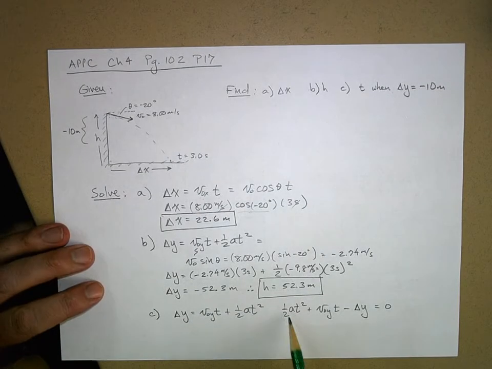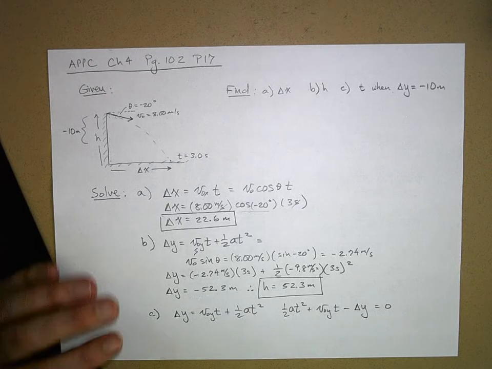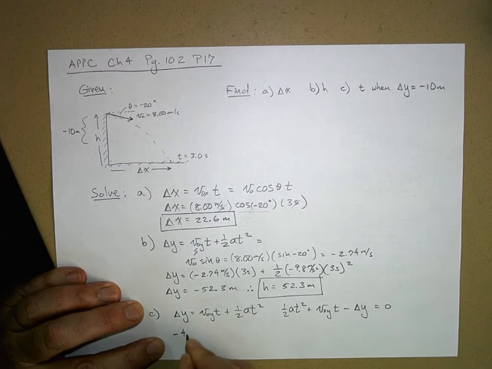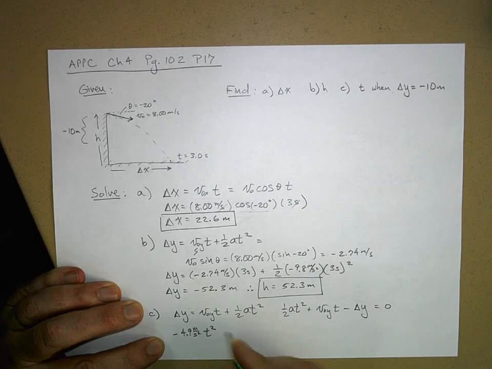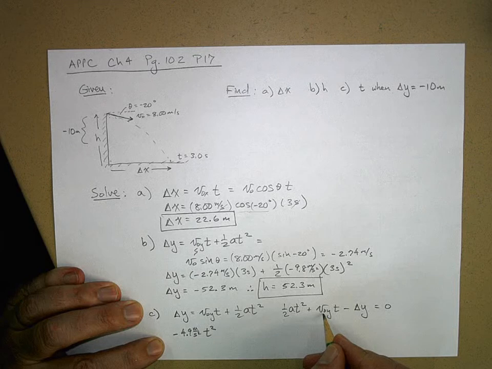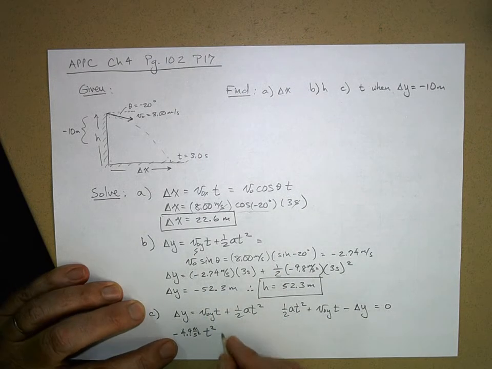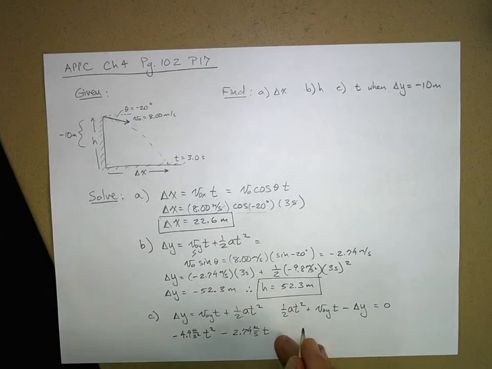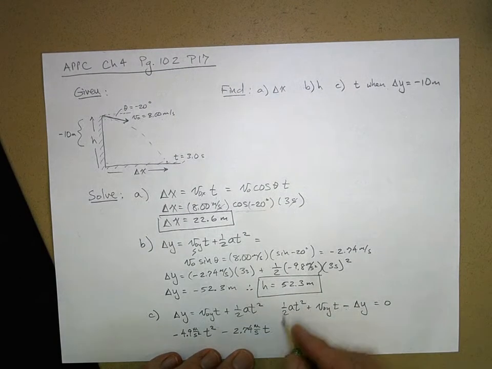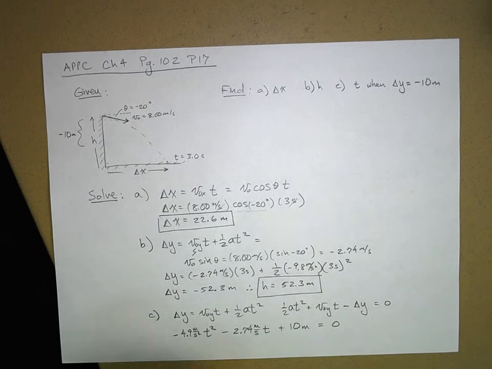Now what is 1/2 of the acceleration? 1/2 of 9.8 is 4.9. So this is going to be negative 4.9 meters per second squared times t squared. And then what is v naught in the y direction? Well, that's negative 2.74, so minus 2.74 meters per second times time. And then minus negative 10, so that's plus 10 meters equals 0.